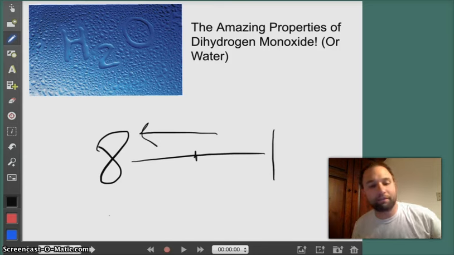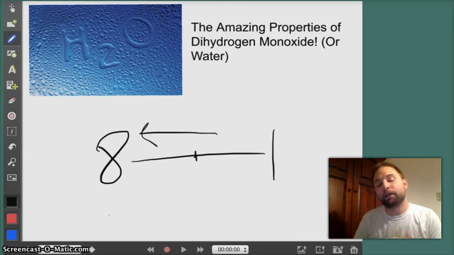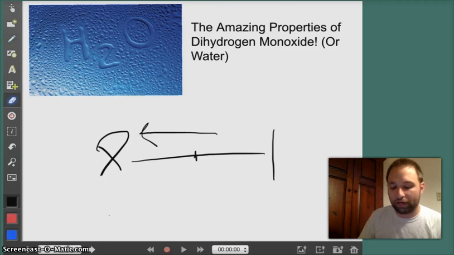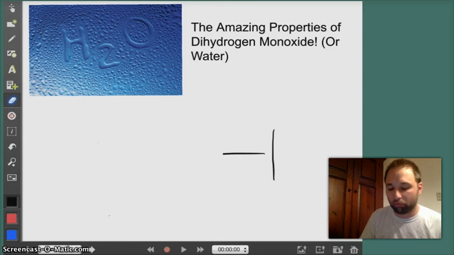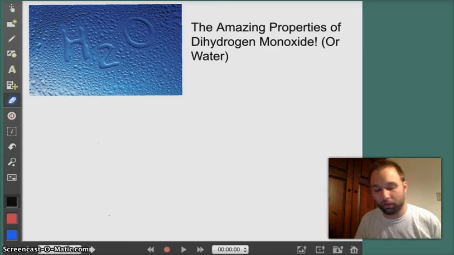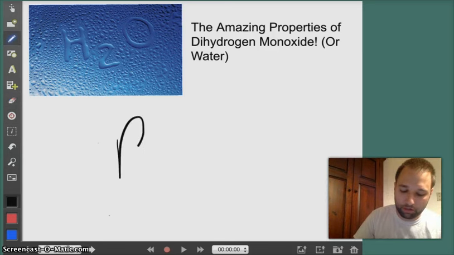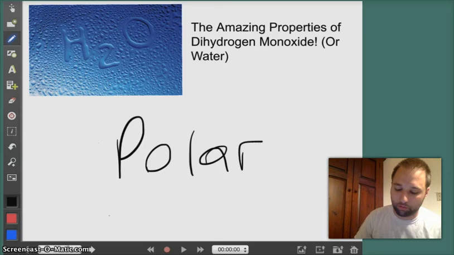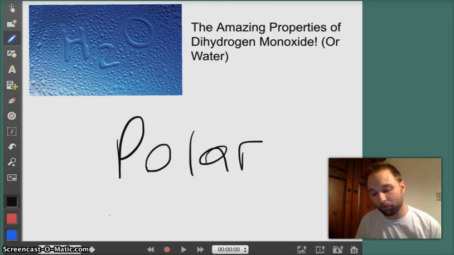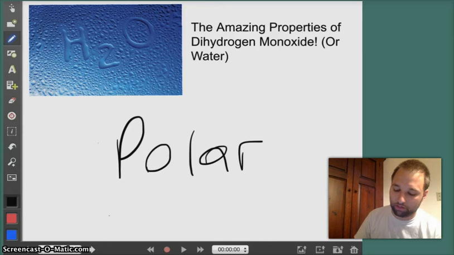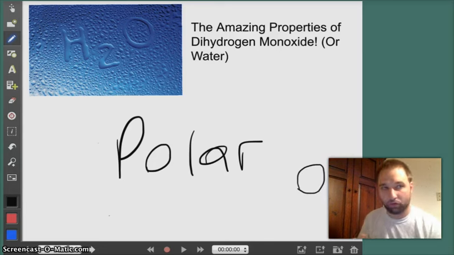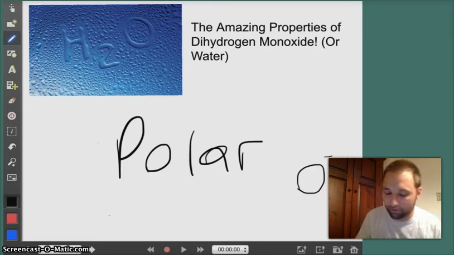So since the electrons get pulled in that direction, that leads to a really important word that we're going to talk about, and that leads to water being what we call polar. Really important word, okay? And basically what polar means is that the oxygen, because the electrons are slightly closer, has a slightly negative charge. Not a strong negative charge, but it's slightly negative.